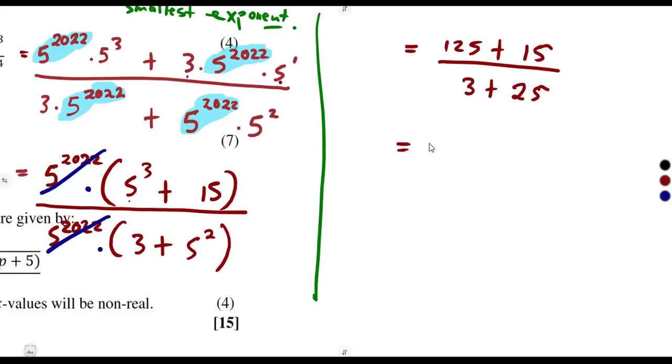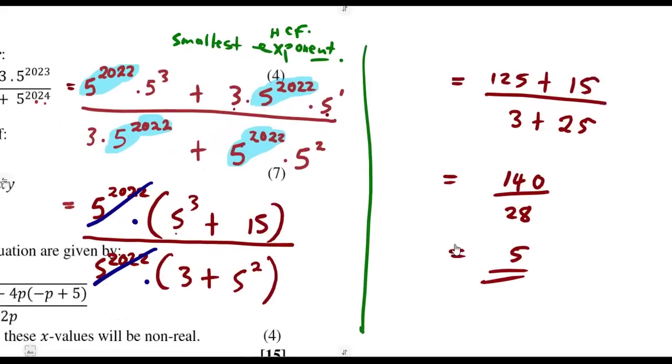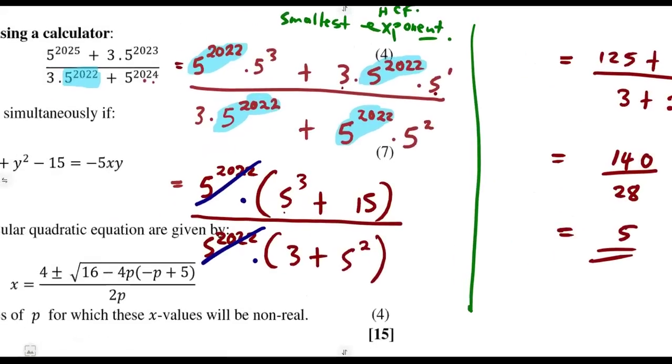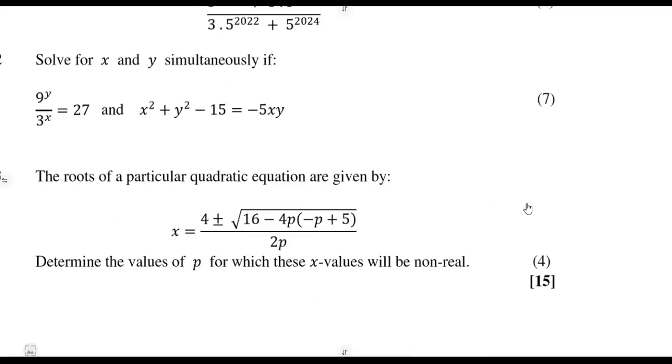That is 25. So you add 125 plus 15. There you can even use your calculator. Do not even worry. So that is 140 over 28. 140 divided by 28 is 5. So this is what you're going to have at the end. Guys, do not even worry, you can even use your calculator to evaluate or simplify that. So these are the typical questions. Just make sure you work out as many questions on that part.